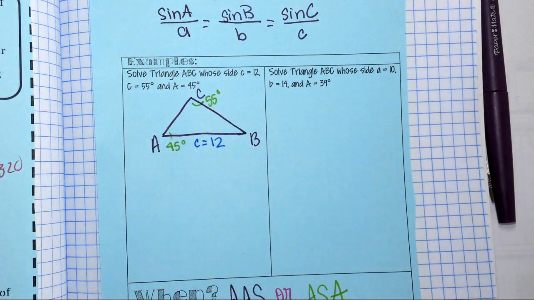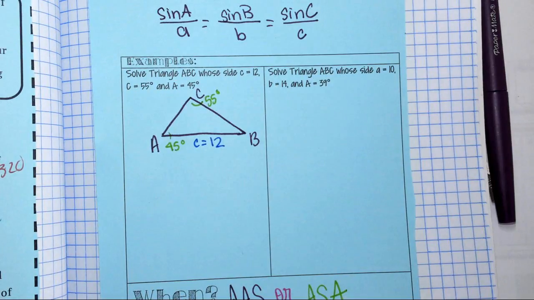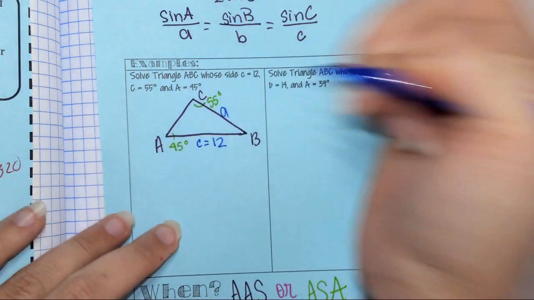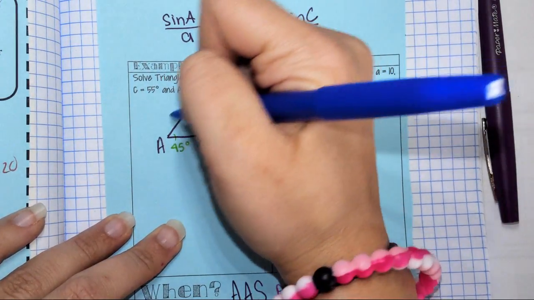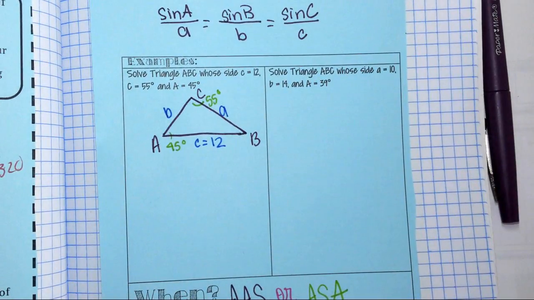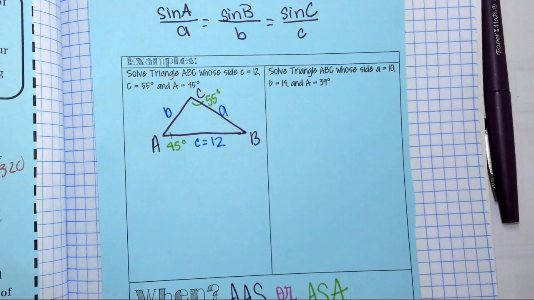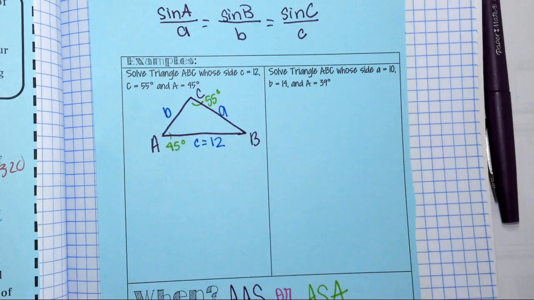Now, where is baby A? CB. And where's baby B? AC. Good, take a point. We just had that conversation, baby, but yes, you are very right. We do not have a hypotenuse because it is not a right triangle.